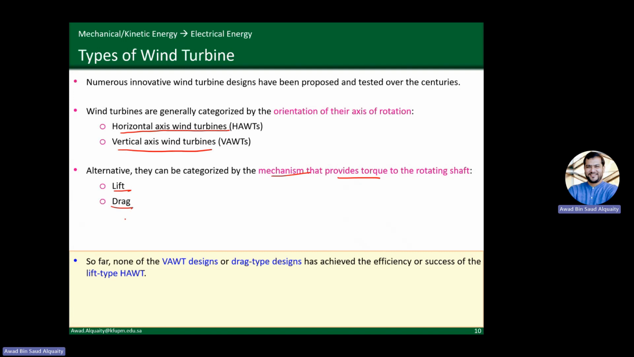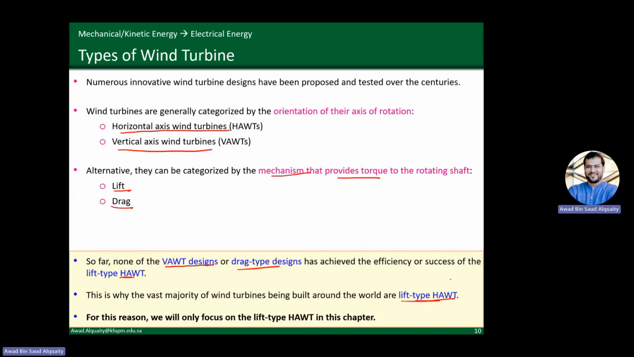Okay. Now, among the different designs that have been proposed and tested over a number of years, the vertical axis wind turbine designs, or the drag type designs, have not really achieved the efficiency or the success that has been normally achieved with horizontal axis and lift type wind turbines, which is all the wind turbines that you see anywhere, right? So almost all the wind turbines that were built recently, commercial scale that is, or all the ones that are being built, are lift type horizontal axis wind turbines. And so for the purpose of this chapter, we will focus entirely on these kind of wind turbines.